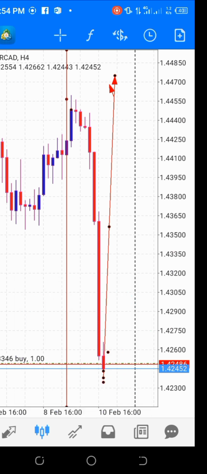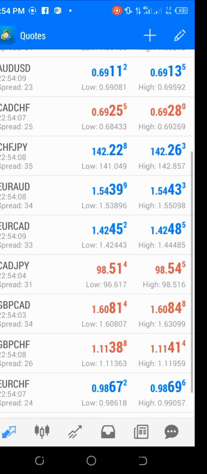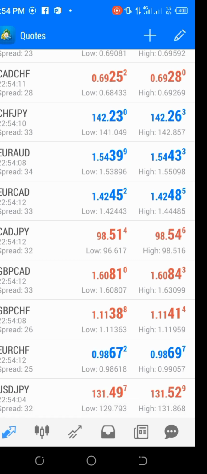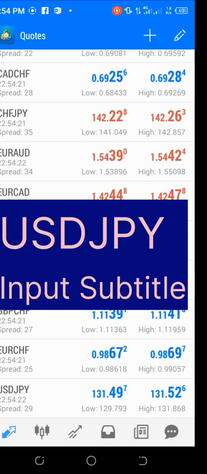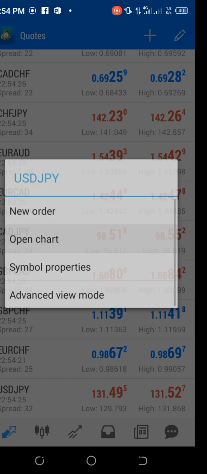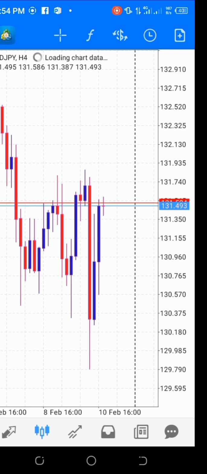Since we already placed a buy for this trade, let me take another trade so you can appreciate the concept of sell. I hope you understand. Let's take the currency pair USD versus Japanese yen, JPY, the last currency pair there.